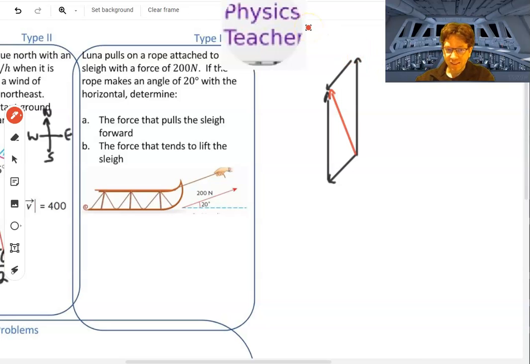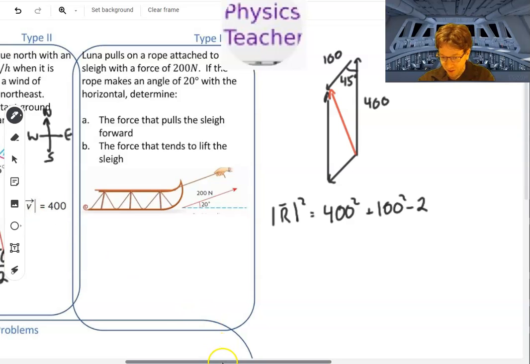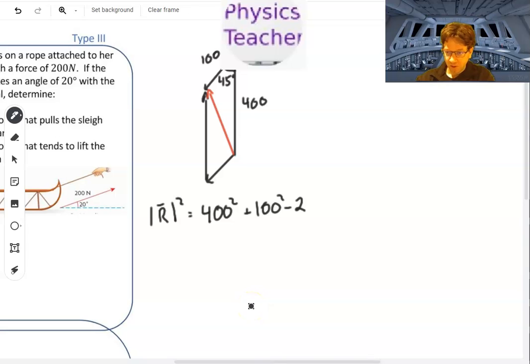So we know that this is 400. This is 100. And this angle is 45. So immediately I can just jump in and use our cosine law. So the magnitude of the resultant squared is 400 squared plus 100 squared minus 2, just going to run out of space, times 400 times 100 times the cos of 45 degrees.